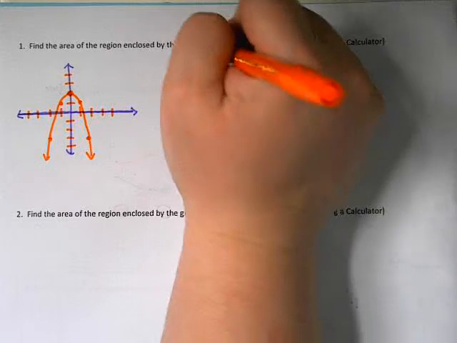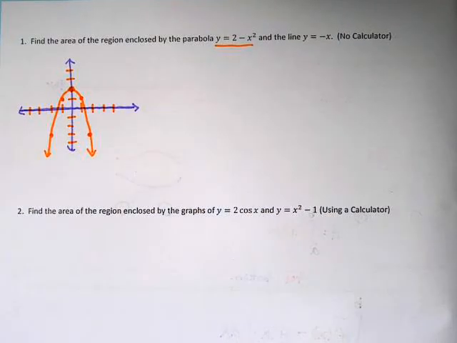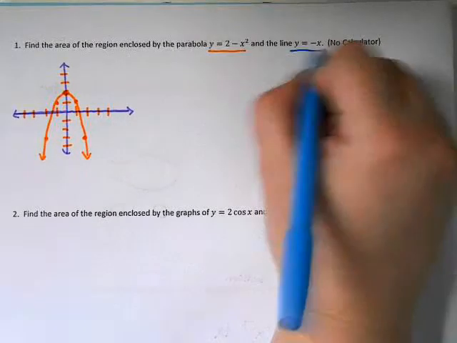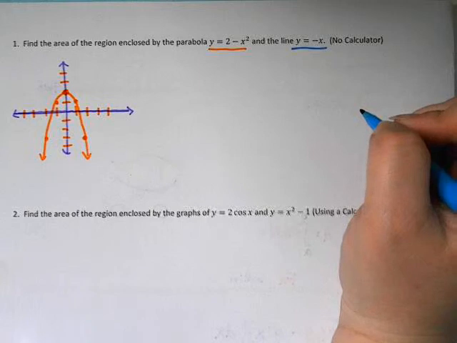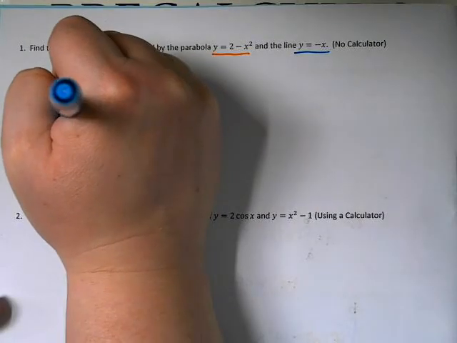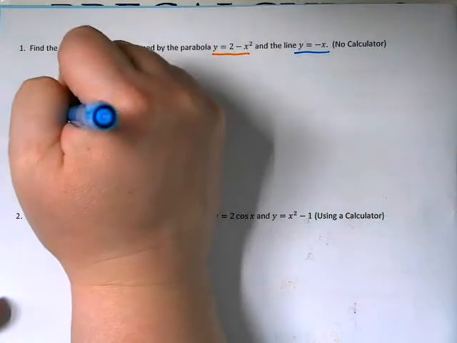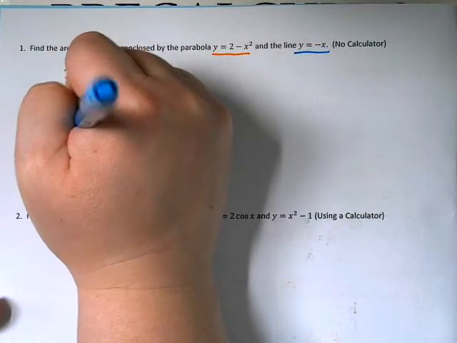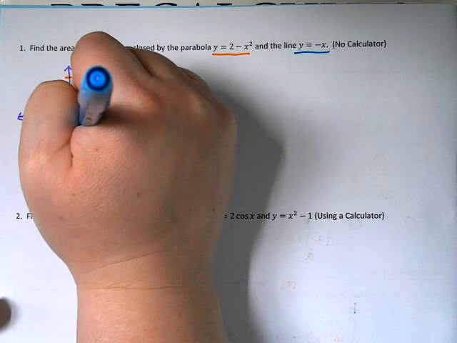Alright, so I made the parabola orange. Now I'm going to go ahead and draw this line, y equals negative x, and I'm going to use a different color. So I know that that has a y-intercept of 0, and it has a slope of negative 1.